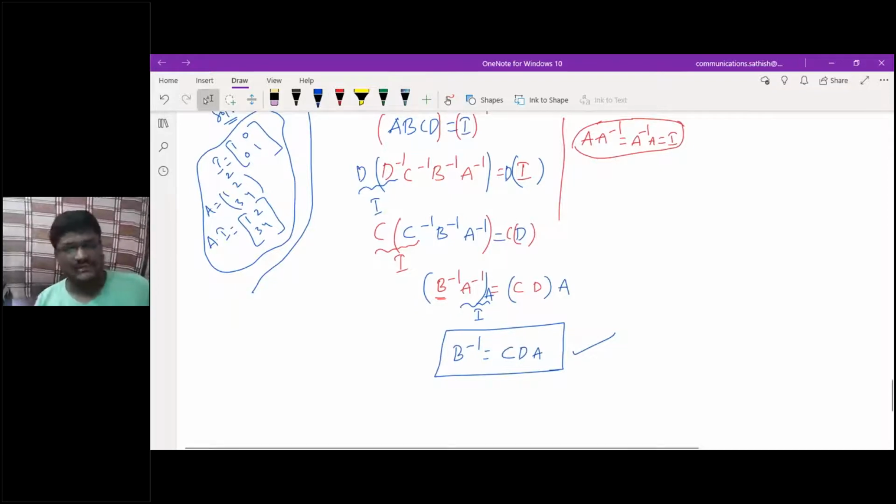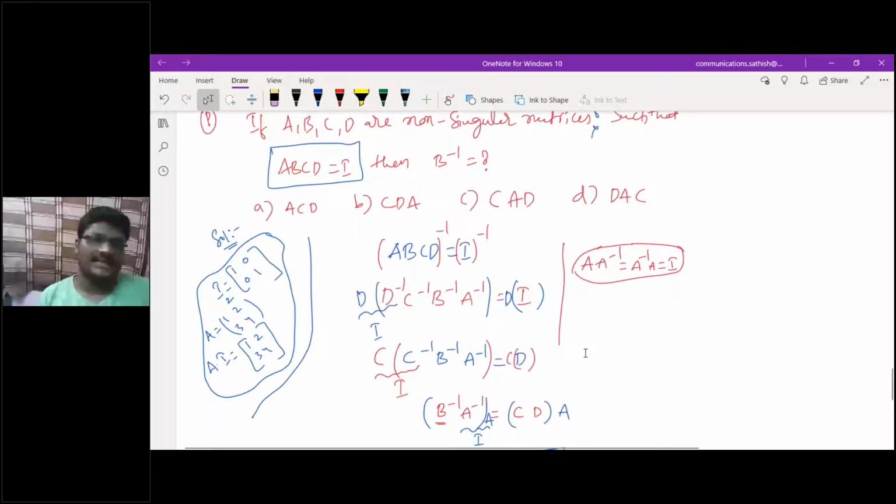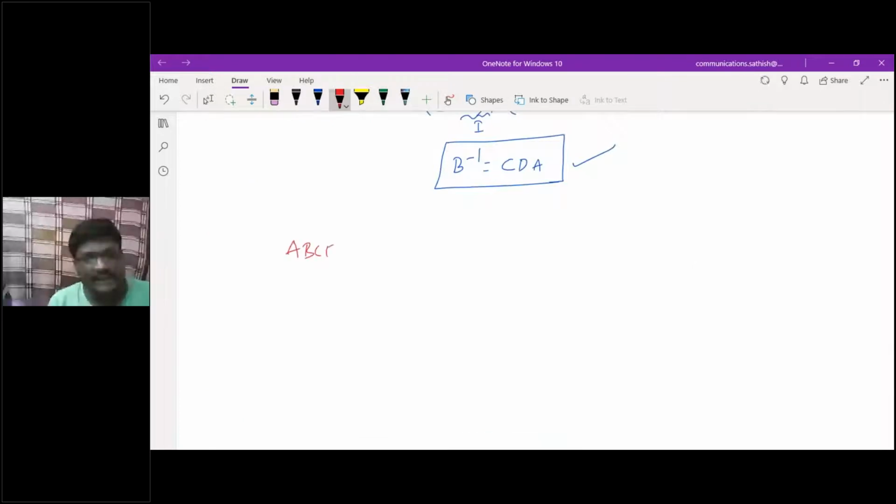Actually this is the full lengthy procedure. Suppose the answer for this problem I got is CDA. Suppose instead of these four matrices, they provided you 8 matrices, A, B, C, D, E, F, G, H equivalent to I. Then what is the value of E inverse if they asked you? Same statement. Repeat the above problem.